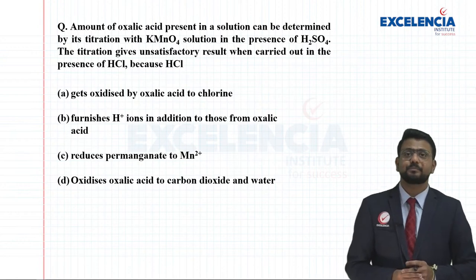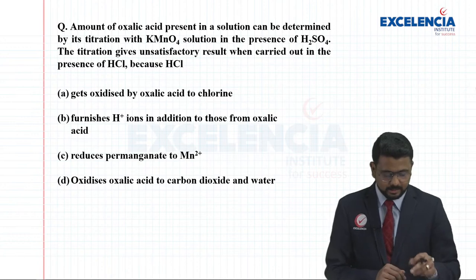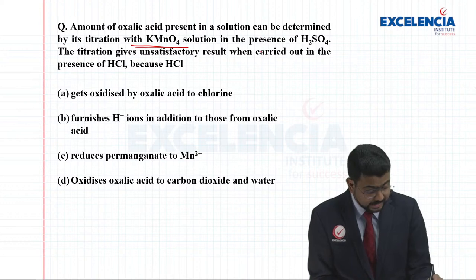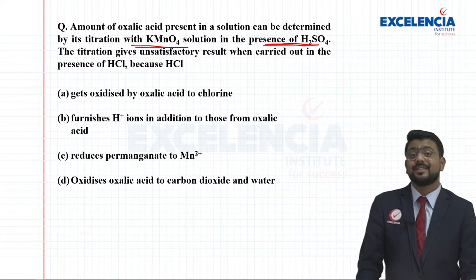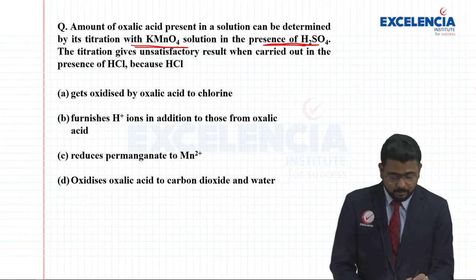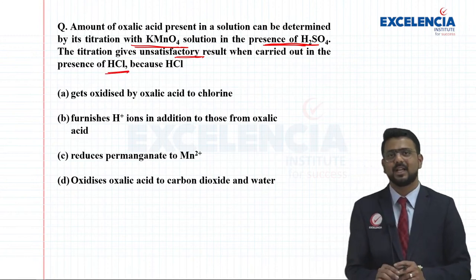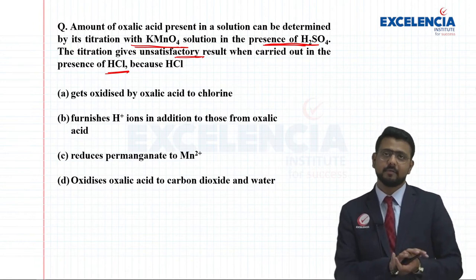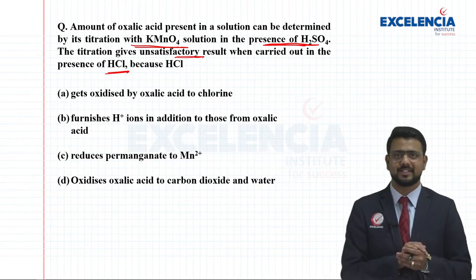The next question here is: the amount of oxalic acid present in a solution can be determined by its titration with KMnO4 solution in the presence of H2SO4, sulfuric acid. The titration gives unsatisfactory results when it is carried out in the presence of HCl. The role played by H2SO4 is to furnish H+ ions, which can also be done by HCl, right? However, this reaction we are carrying out only in the presence of H2SO4, not HCl.